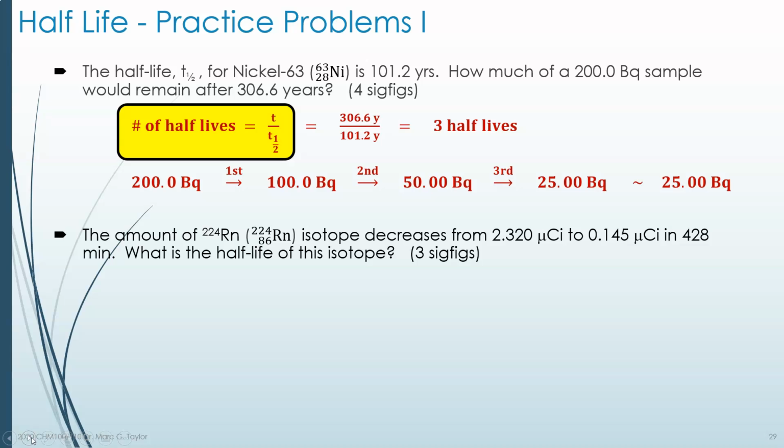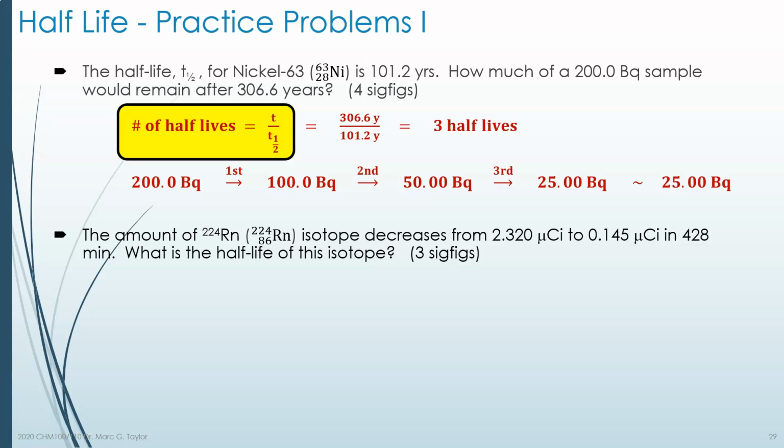The next question, the amount of radon-224, and I've shown the full symbol here, this isotope decreases from 2.320 microcuries to 0.145 microcuries in 428 minutes. What is the half-life of the isotope? Now, you might be looking at this and say, I don't know how to even approach this. Well, what you should notice is that you're given the starting radioactivity and the final radioactivity and the total amount of time.